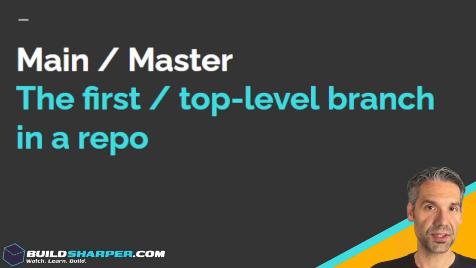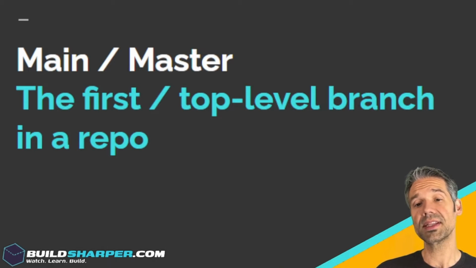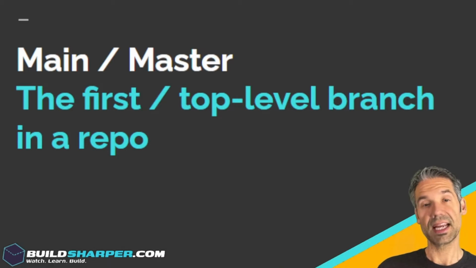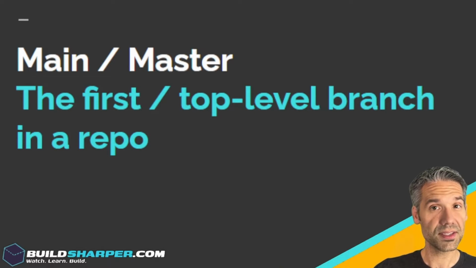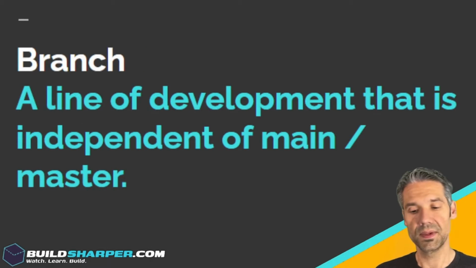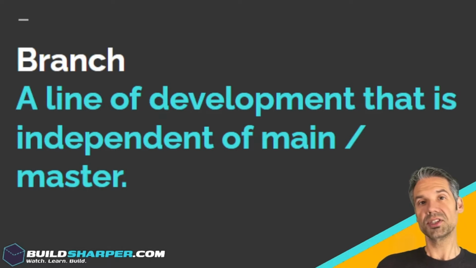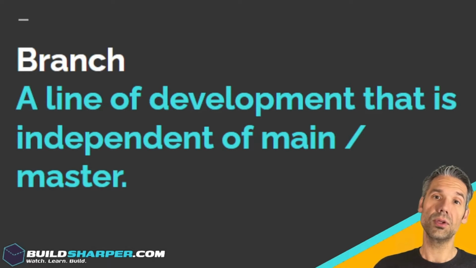Next is main or master. Both are kind of used interchangeably, but essentially this is the first top-level branch in your repo. So when you create the repo, everything within the repo is a branch, including the first branch, which is by default called main or master. And from this, you're going to create more branches. So a branch is a line of development that is independent of main and master. So you can think of it as kind of independently, you get your own copy of the main branch, but you can work without impacting main until you do a merge.